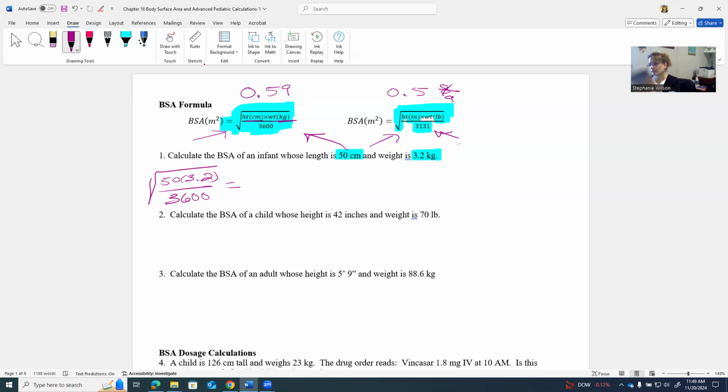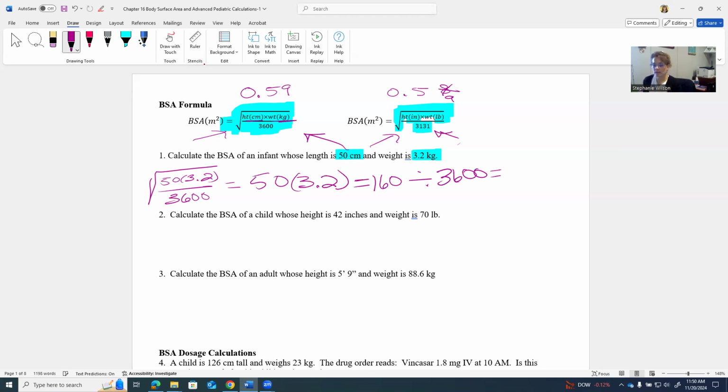So on the calculator, let's get started. You have to type in 50 times 3.2 and then press equal, but make sure you clear it out real good. So 50 times 3.2 gives me 160. And then I'm going to press divide while that 160 is showing. Divide, and then I'm going to type in that 3,600. And then I'm going to press equal.